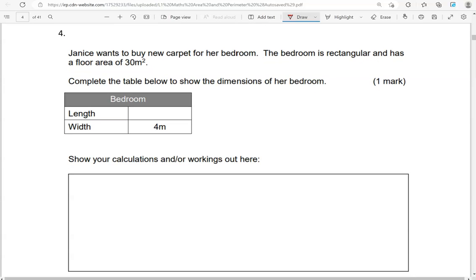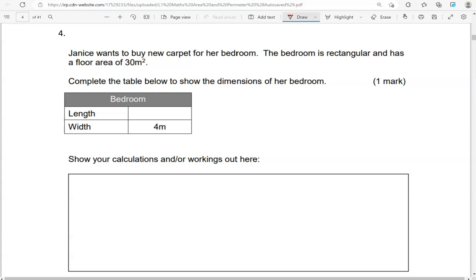Janice wants to buy a new carpet for her bedroom. The bedroom is rectangular and has a floor area of 30 square meters. Complete the table below to show the dimensions of her bedroom.